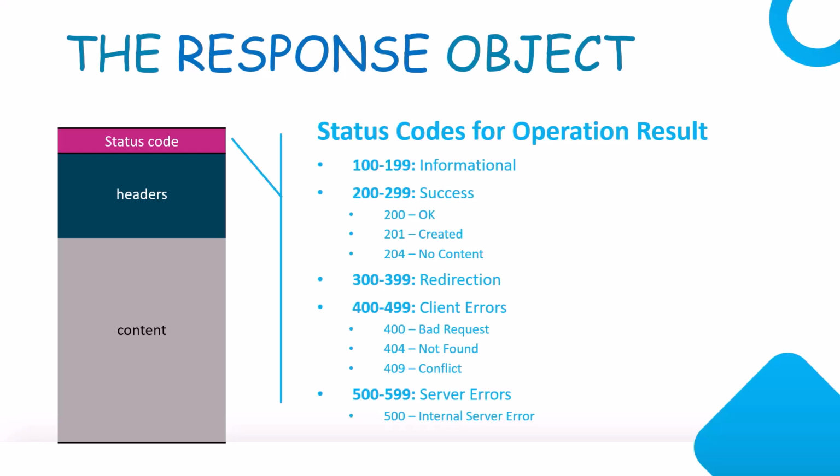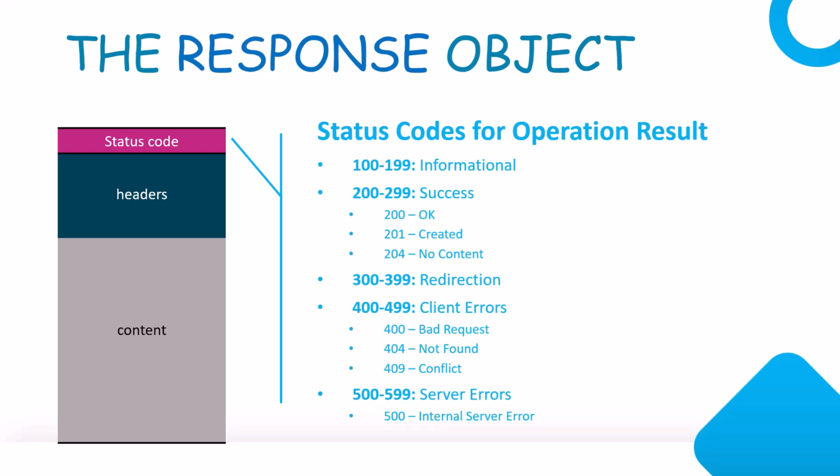You can see status code plays a very important role in the response object, because based on the status code, the client will be able to know if the request was successful, if it failed, and if it failed, what were the reasons, and so on.